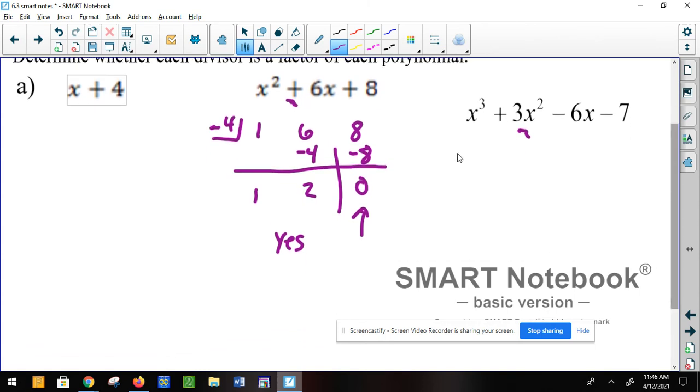Over here, same thing. -4 goes in the box because we're still doing x plus 4. And then you go 1, 3, -6, -7.